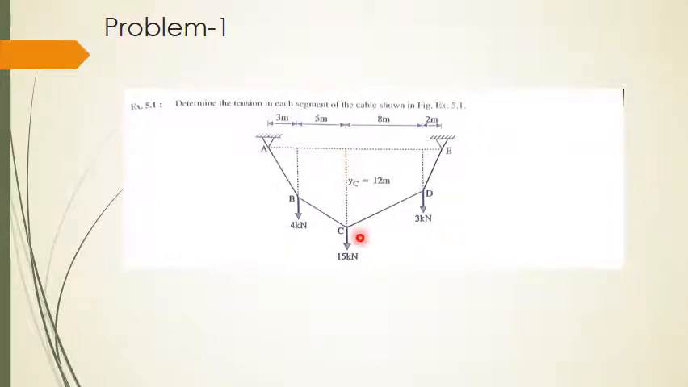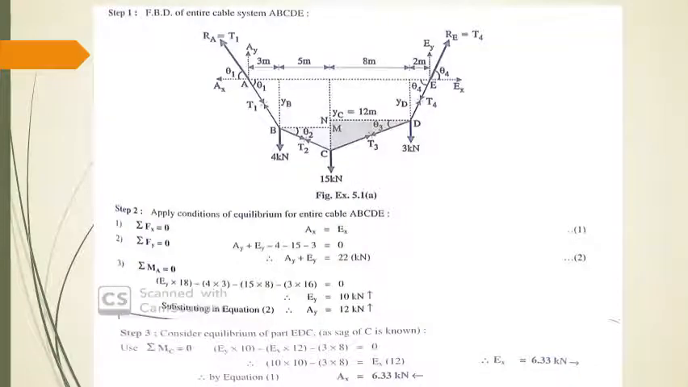So we'll proceed with the steps as I earlier mentioned. First, to find the reactive forces, draw the free body diagram of the entire cable system. At point A there will be 2 reactions, AX and AY. At point E there will be 2 reactions, EX and EY. The net reactions will be RA and RE.